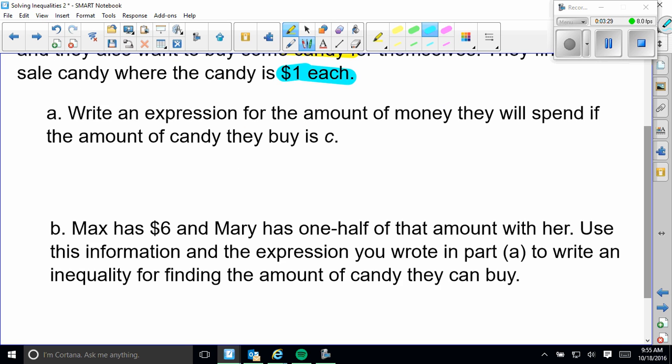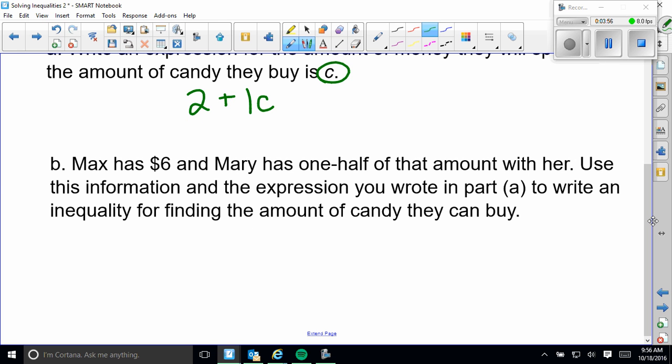So when we're down here writing our expression, we know they have to buy milk. So that's going to be our $2. They're only buying 1 gallon of milk, so it's just $2. And they also want to buy candy. Well, we know the candy is $1, and we know that the amount they buy is C. So the amount of candy they buy is 1C, $1 per piece. So that is our expression.